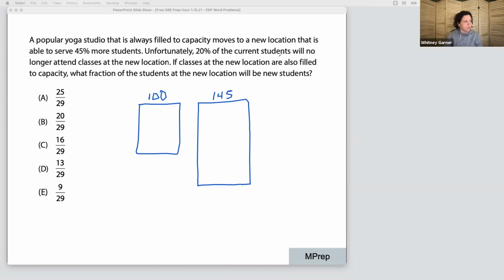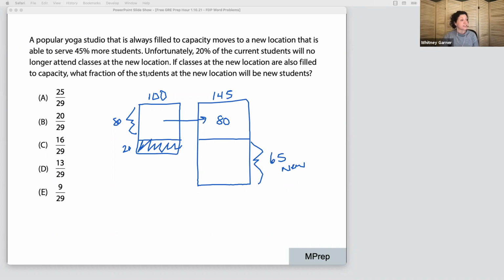But unfortunately, 20% of the current students are not going to be able to go to my new location. So I got to take 20% of my 100, which would be these 20, which means these 80 people are going to go to my new spot. If the classes at the new location are also filled, how many do I need to show up at my new big yoga studio in order to fill this place up? I got my 80 that came with me from the first studio. Well, that would leave me another 65 needed to fill my new studio. These would be 65 new students.